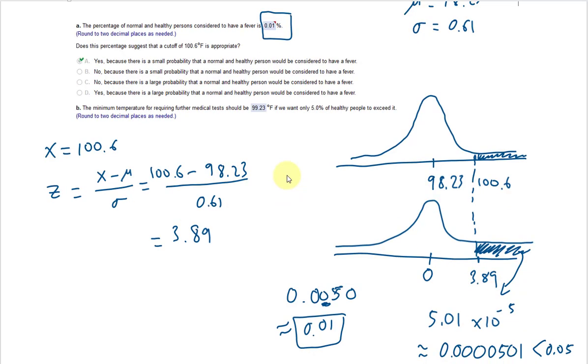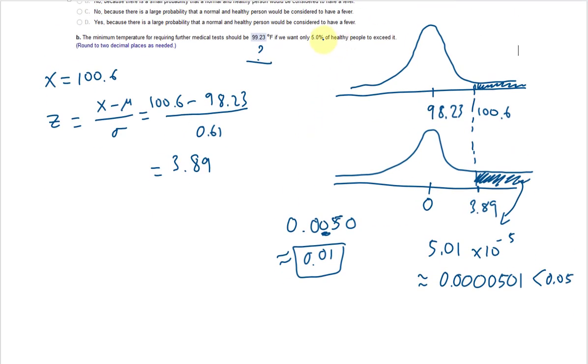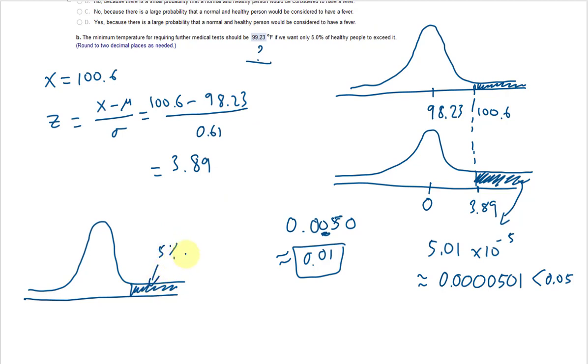And now the last question, the next part. The mean temperature for requiring further medical tests should be, this is the question mark, if we want only 5% of healthy people to exceed it. Now, the second question, you are given the value: 5% of healthy people exceed this one. This is 5% or 0.05. Now you are looking for what is this temperature, or what is the z-score given the percentage, the area?